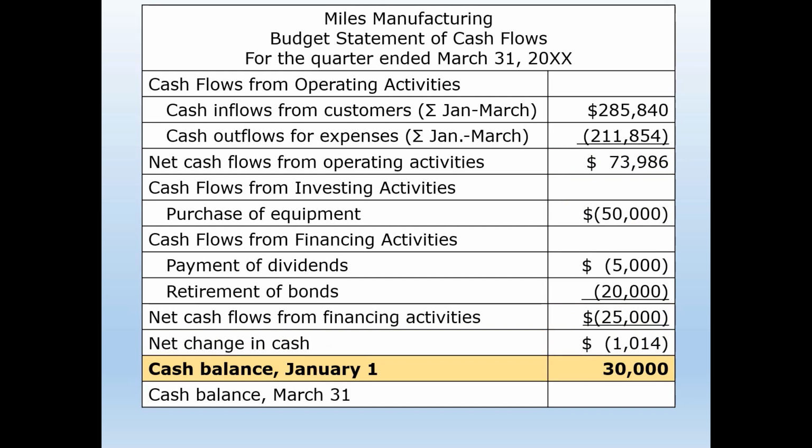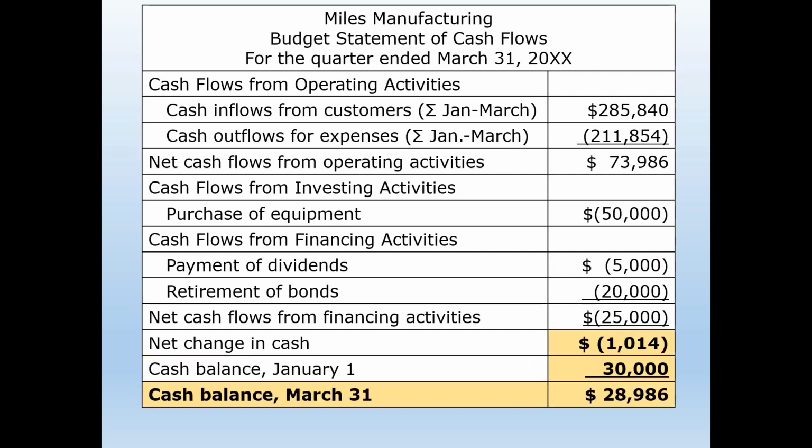If the firm follows its own cash policy, it should end the previous year with $30,000 in the bank. That amount immediately becomes the cash balance on January 1st of the following year. Therefore, the firm should end the first quarter of next year with almost $29,000 in cash.